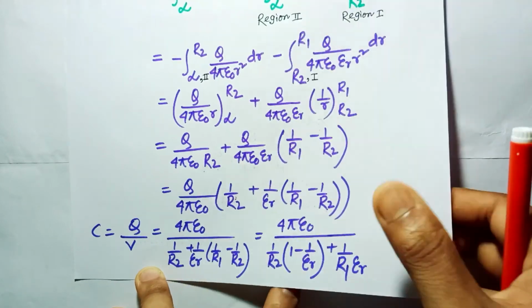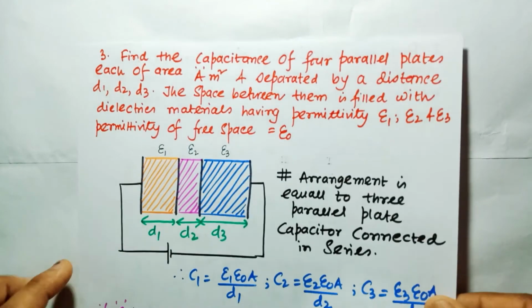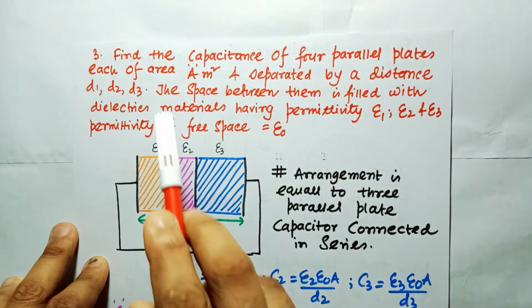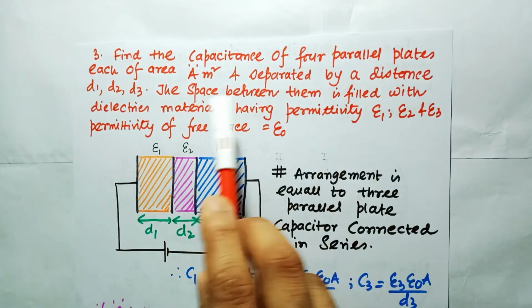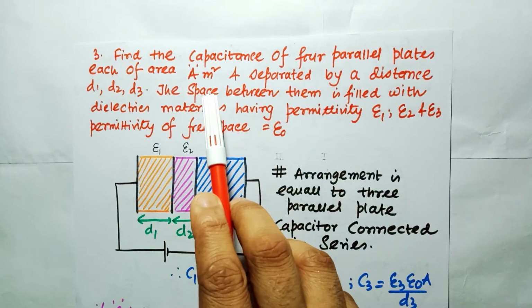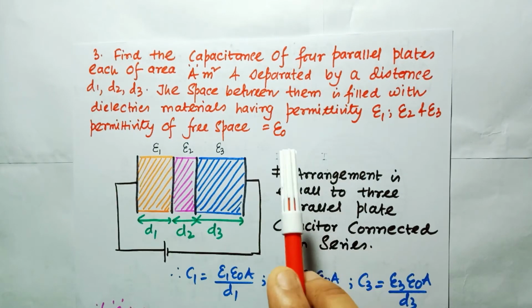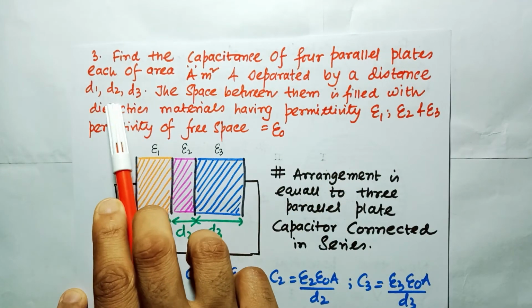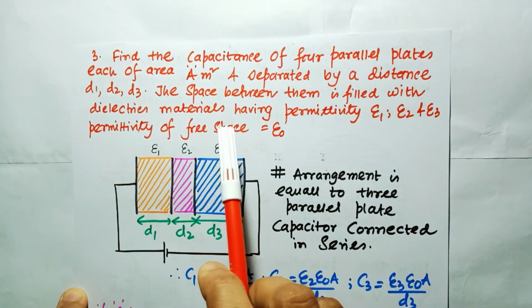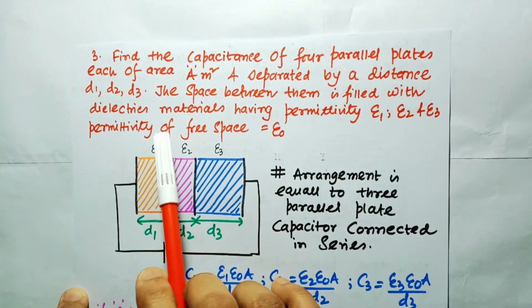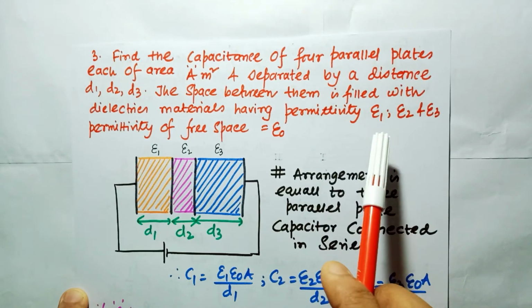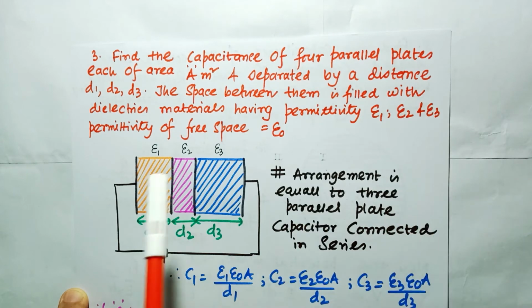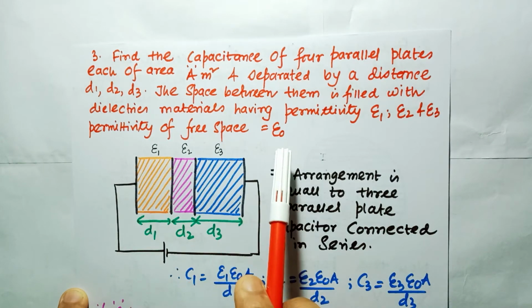So our third problem will be like this: find the capacitance of 4 parallel plates, each of area capital A meter square, and separated by distances d1, d2 and d3. The space between them is filled with dielectric material having permittivity epsilon 1, epsilon 2 and epsilon 3, and the permittivity of free space, as we all know, is epsilon naught.